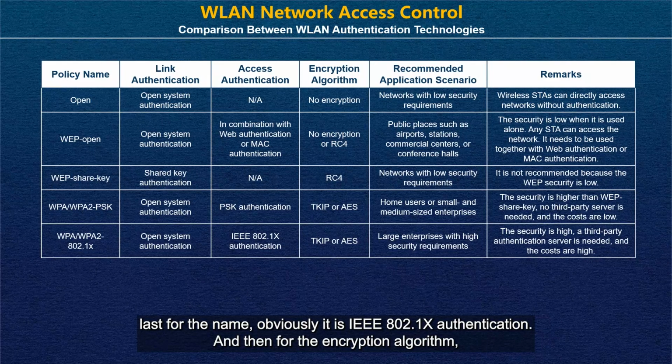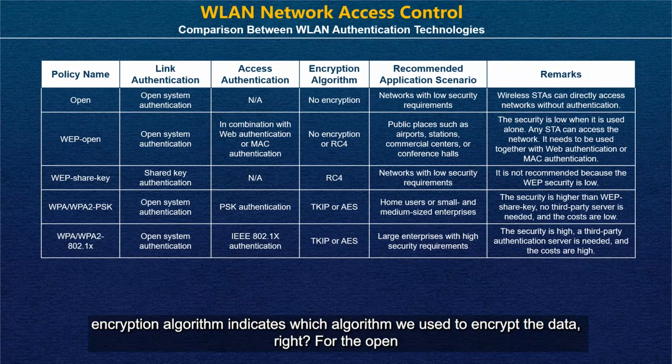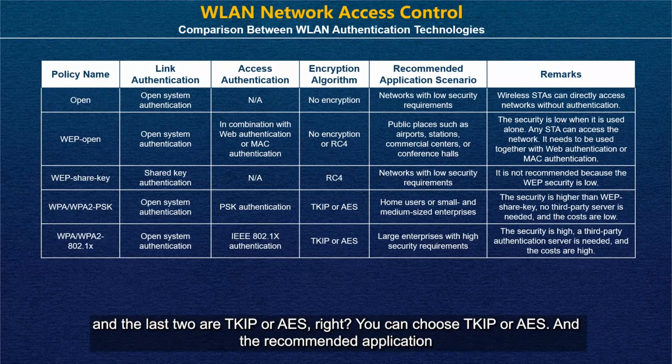And then for the encryption algorithm, it means which algorithm we use to encrypt the data. Right? For the open policy, no encryption at all. And the next is no encryption or RC4. And WEP shared key is RC4. And the last two are TKIP or AES. Right? You can choose TKIP or AES.